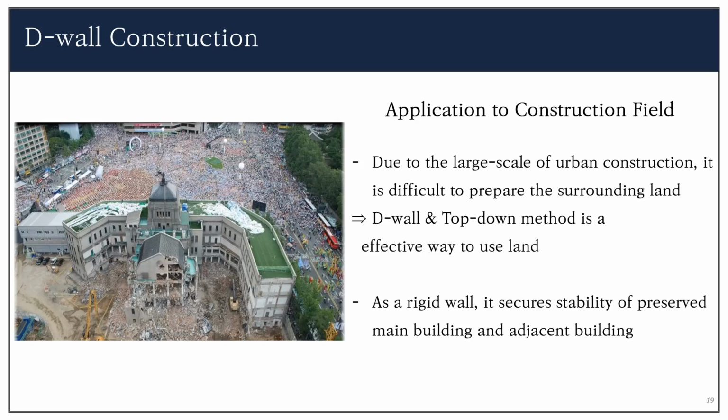Due to the large scale of urban construction, it was difficult to prepare the surrounding land. So D-wall and top-down method were effective ways to use the huge area. And D-wall was rigid, so it secured stability of the preserved main building and adjacent buildings.